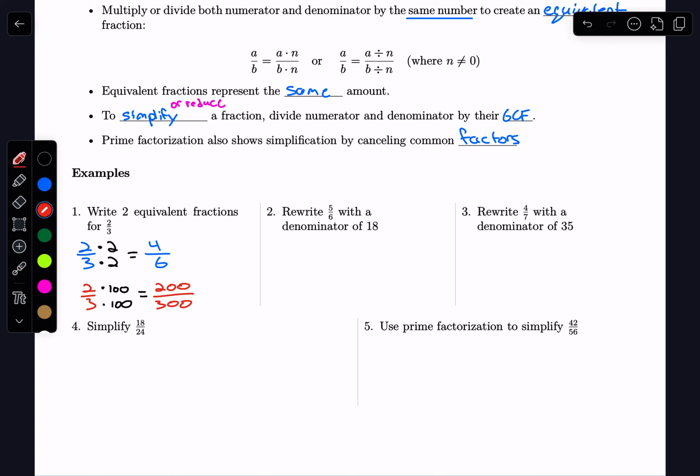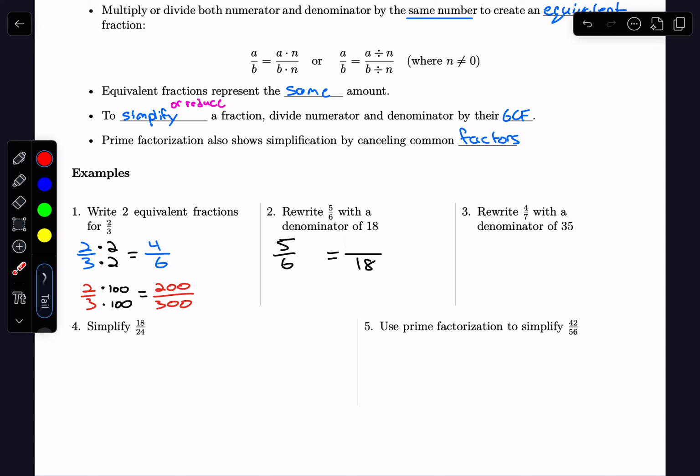All right, number 2. It says to rewrite 5 over 6 with a denominator of 18. So this is asking us essentially, what do we have to multiply by in the middle, and what will the new numerator be? So notice the setup I have. I'm writing 5 over 6, and then I'm leaving a little blank spot, and then is equal to something over 18, where we're trying to find out what I have to multiply top and bottom by in the middle here, and then what this number on top will become.